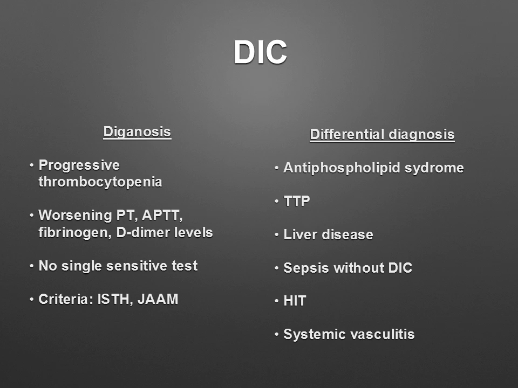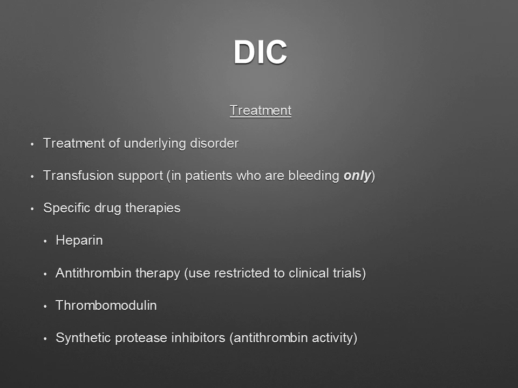Liver disease: a serial worsening of the lab parameters may point towards DIC, but liver disease, I think, is particularly difficult to differentiate from DIC. Sepsis without DIC: thrombocytopenia can be caused by many different things, the most common being infection. HIT, which you can assess with the predictive scoring that we talked about before, as well as systemic vasculitis, where you can get multi-organ failure, but a low fibrinogen level maybe isn't characteristic in these states.